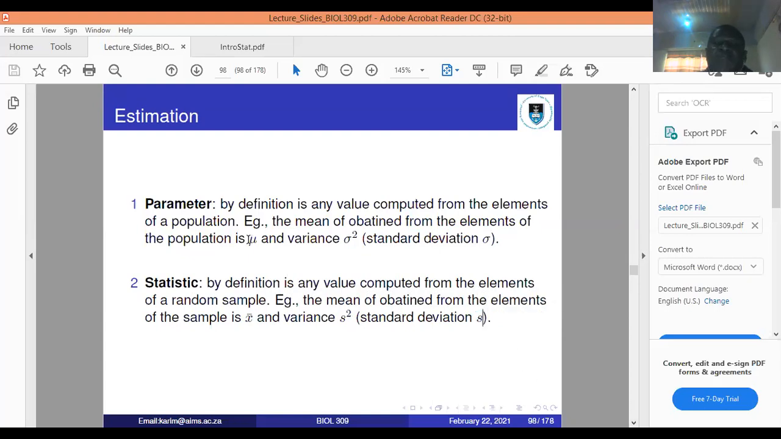So whenever you see mu, the mean, it means that you are referring to the population. Whenever you see sigma or sigma square, you are referring to the standard deviation or the variance coming from the population. And when you see X bar, the mean is coming from a sample. When you see S square, the variance is coming from a sample. And when you see S, it means the standard deviation was computed using a sample.